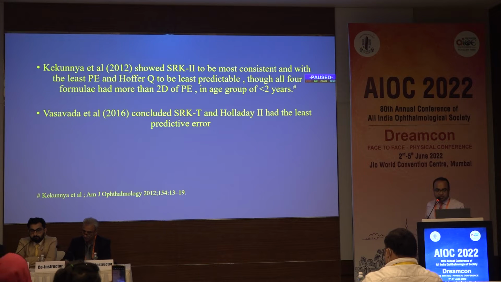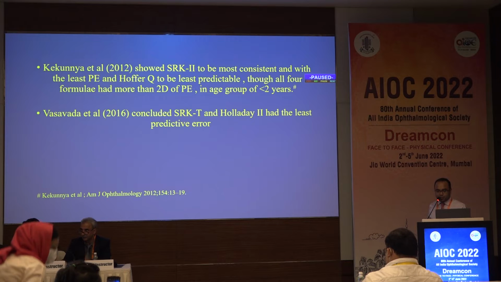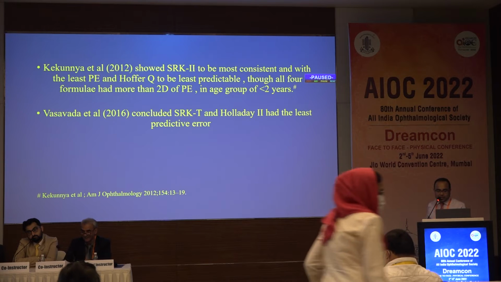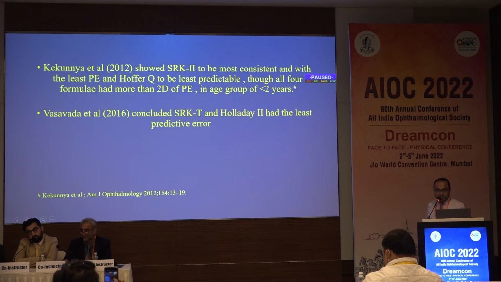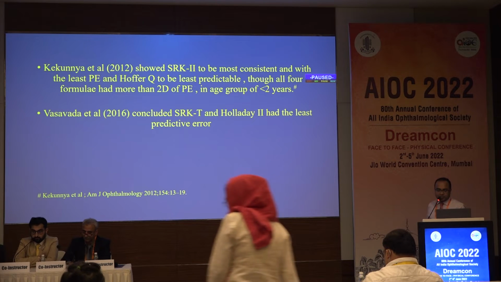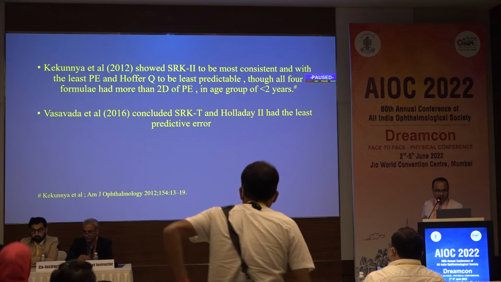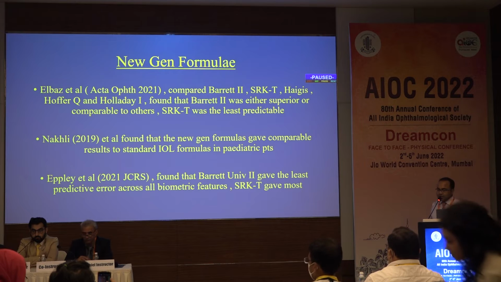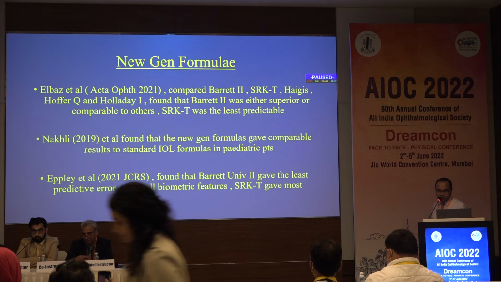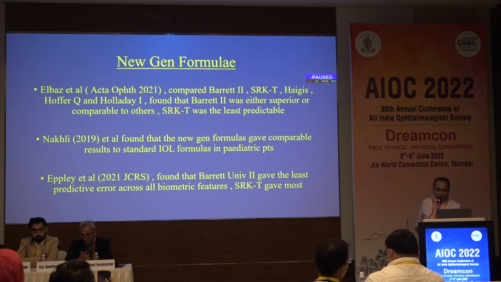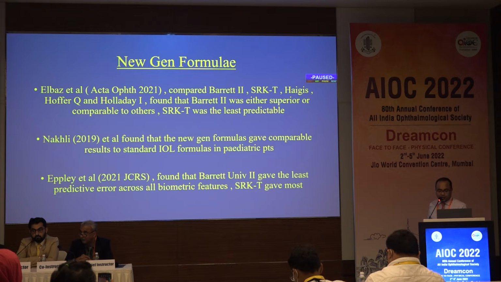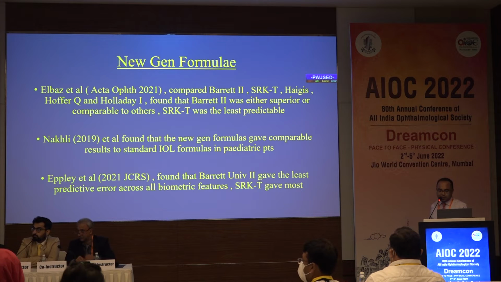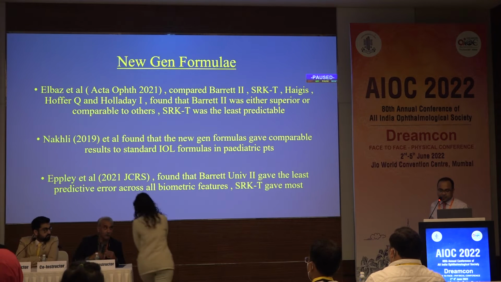Kekunnaya et al. published a study in 2012 showing SRK to be the most consistent, whereas Hoffer Q was the least predictable. Their age group was less than 2 years, and all the formulas had more than 2 diopters of predictive error. Vasavada et al. published a study in 2016 and concluded that SRK-T and Holladay 2 had the least predictive error. Now coming to discussion of the new generation formulas, Elbaz et al. in a paper published in 2021 compared Barrett 2, SRK-T, Haigis, Hoffer Q, and Holladay 1 and found that Barrett 2 was either superior or comparable to the others, whereas SRK-T was the least predictable.